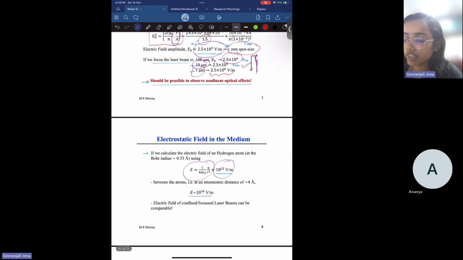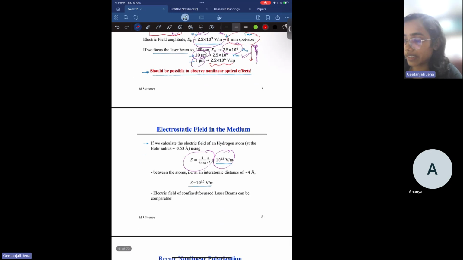So let us calculate the electric field associated with the medium, that is, the interatomic electric field. If you take a hydrogen atom, then the Bohr radius is given by 0.53 angstrom. And the electric field you can calculate as E equal to 1 by 4 pi epsilon naught Q by R square. If you put the values of Q and R, then the electric field will come in the order of 10 to the 12 volt per meter. This is the electric field associated with the hydrogen atom.